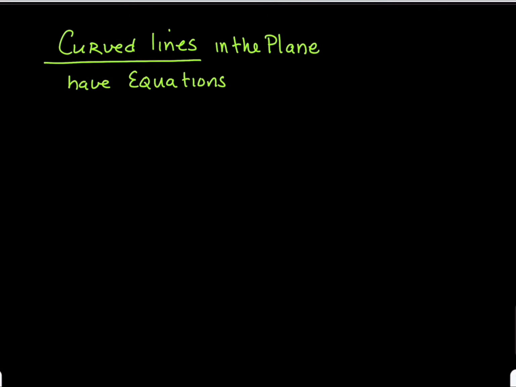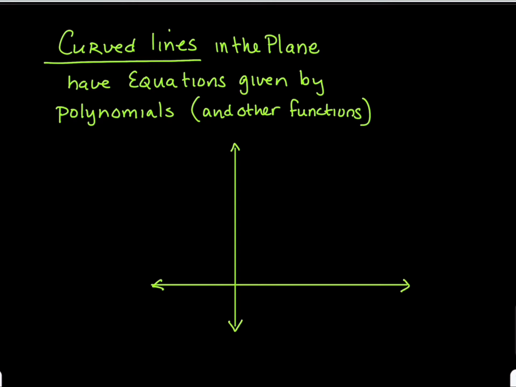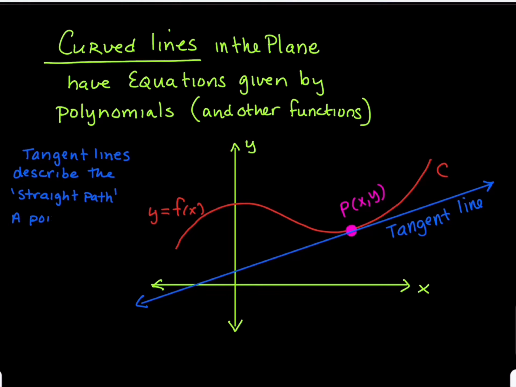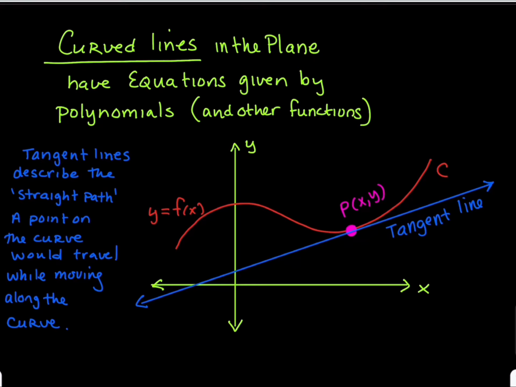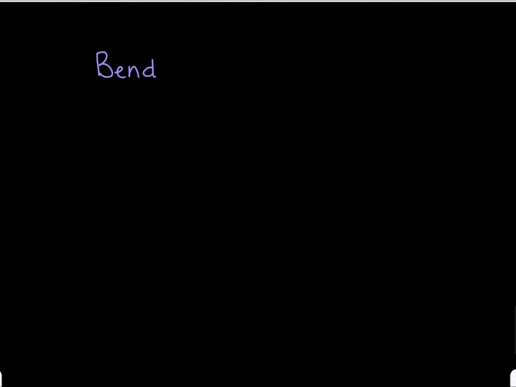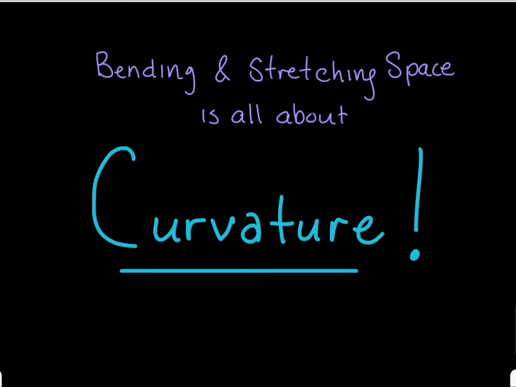Curved lines in the plane are described by equations given by polynomials or other types of functions. f(x) is usually used to describe a function. So given a point P on a curve, we can define a line tangent to that point on the curve and describe a tangent line, which would describe the straight path a point on the curve would travel. Since the curve pulls away from a straight line, we say that it has curvature. Bending and stretching space is all about curvature.